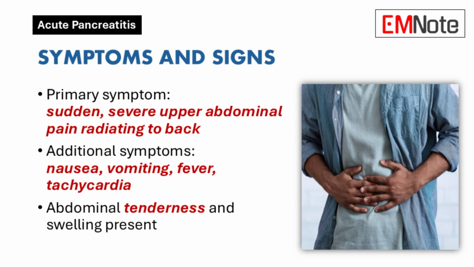Recognizing the symptoms of acute pancreatitis is essential. The primary symptom is sudden and severe abdominal pain, typically located in the upper abdomen and often radiating to the back. Patients may describe the pain as sharp, stabbing, or burning. Other accompanying symptoms can include nausea, vomiting, fever, a rapid heart rate, and abdominal tenderness or swelling.